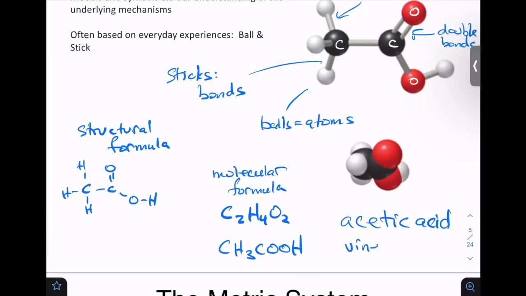Vinegar, which I'm sure everyone is familiar with, is not an element. You don't have vinegar on the periodic table. Vinegar is a solution. It's a 5% solution of acetic acid in water, in H2O.